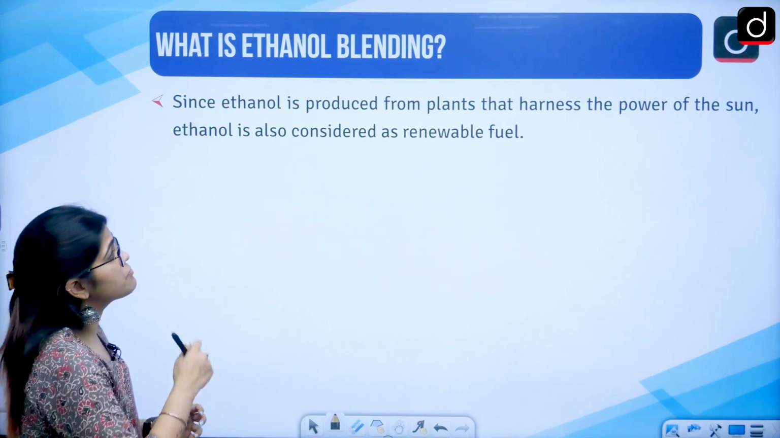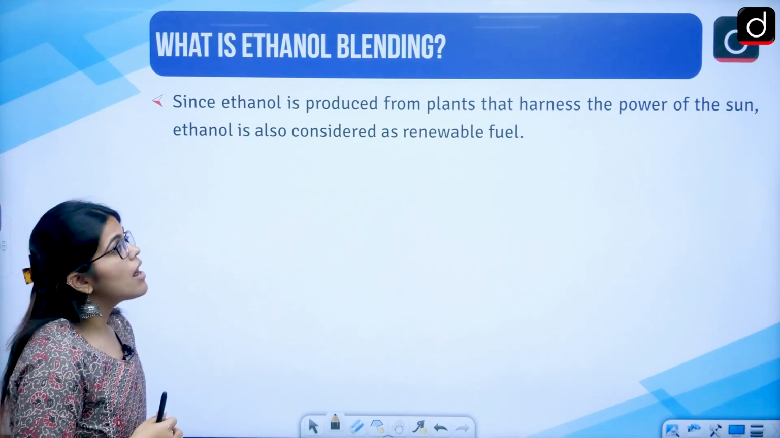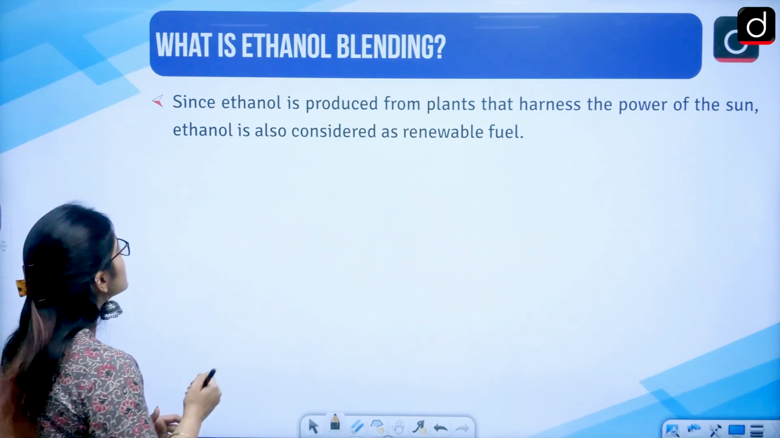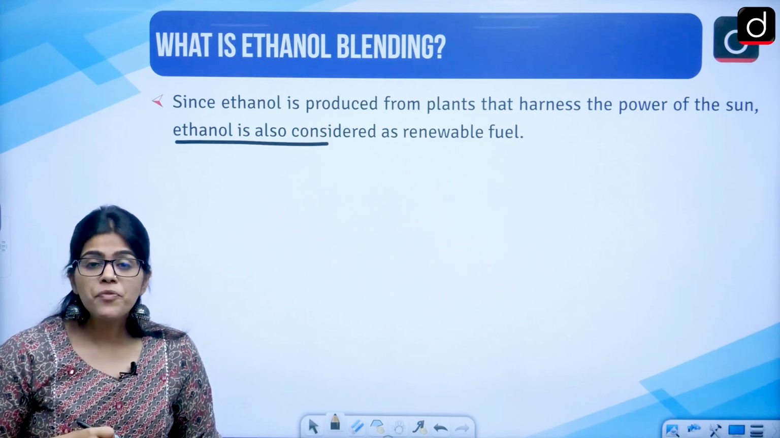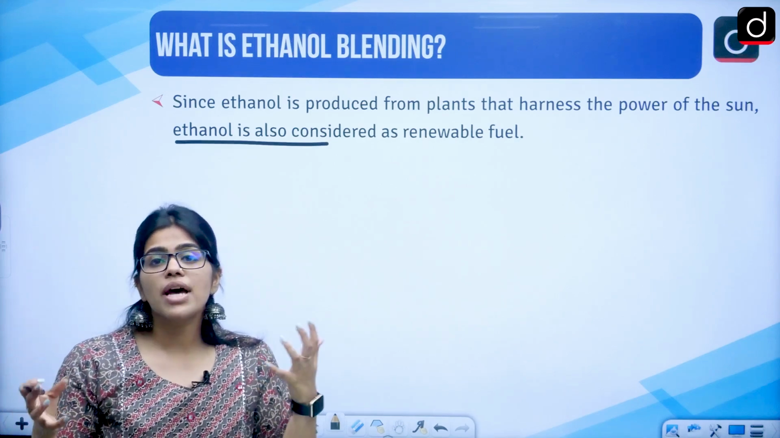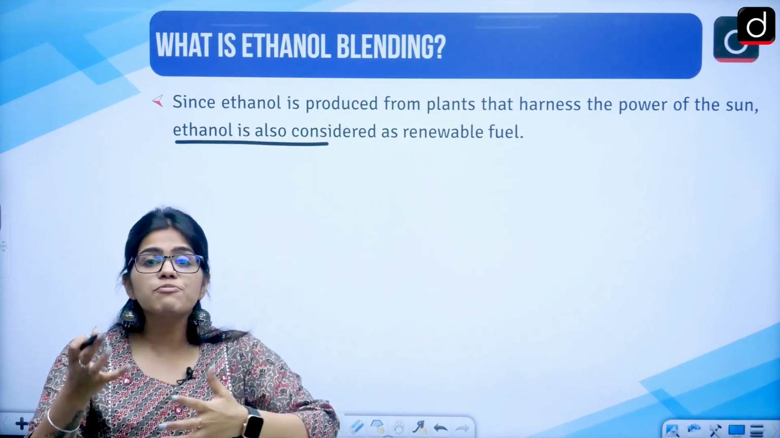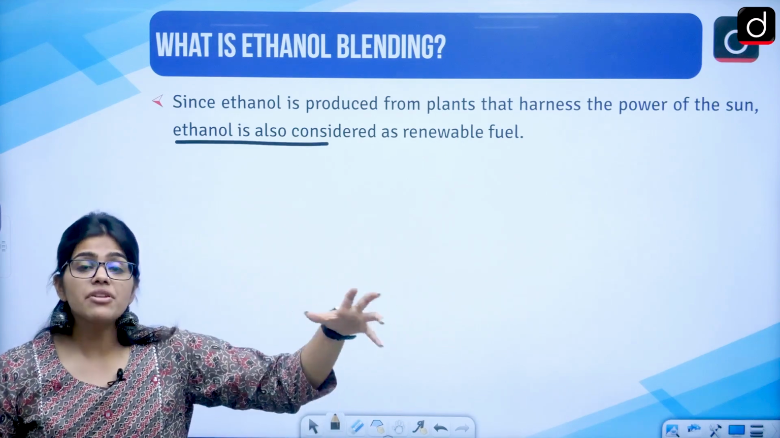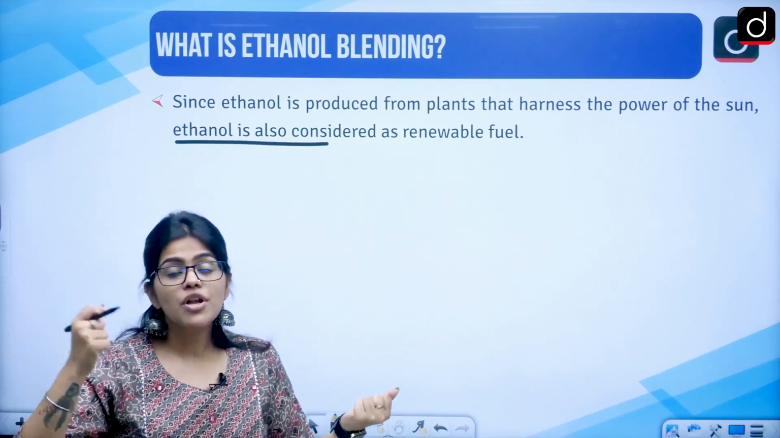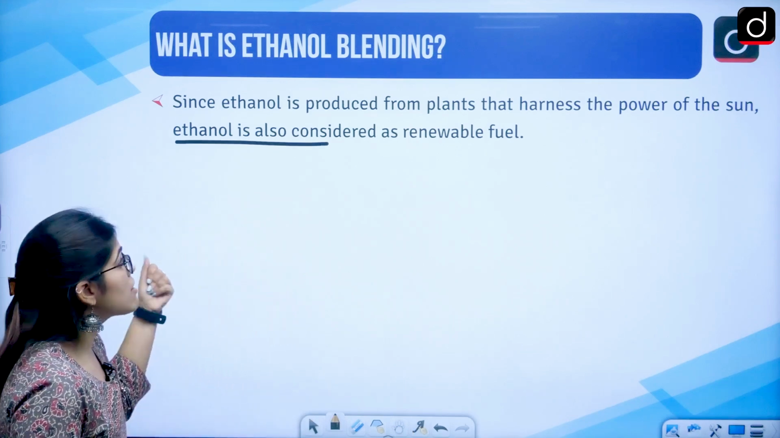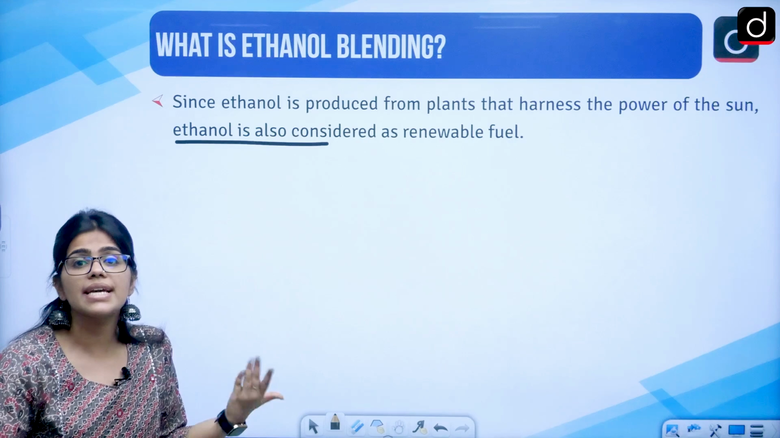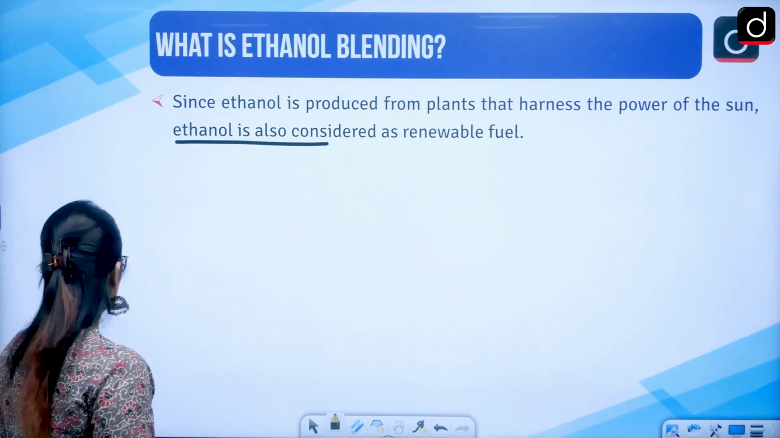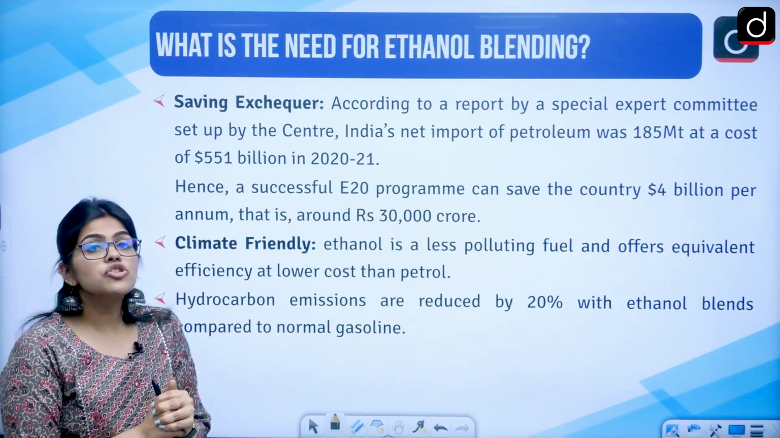Since ethanol is produced from plants that harness the power of the sun, ethanol is also considered a renewable fuel. We all know that there are two types of energy resources: renewable and non-renewable. Renewable resources can be replenished and used again and again, and ethanol is one of them. So ethanol should be used.